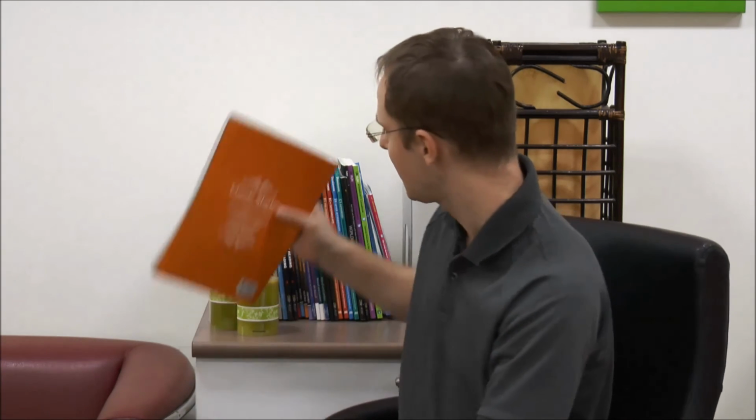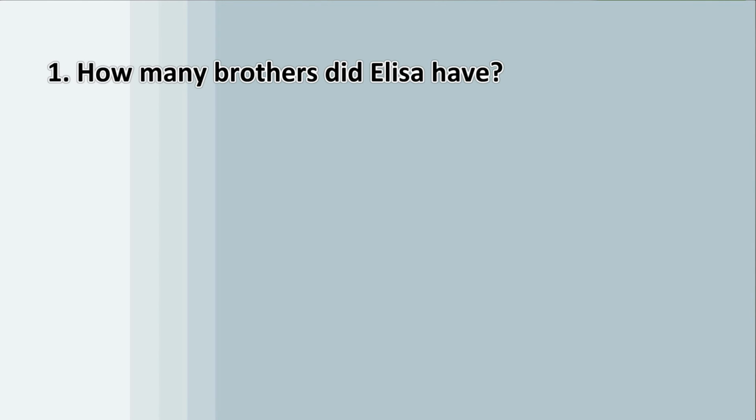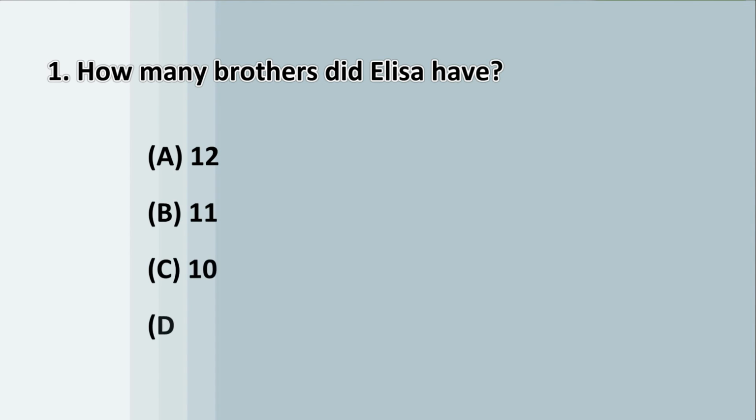Wow, that's a sweet story about a girl who saved her brothers. Now we will do some reading comprehension questions. I will read 4 questions, and you do your best to answer them. Okay. Are you ready? Here we go. Question number 1. How many brothers did Alyssa have? A, 12. B, 11. C, 10. D, 9.